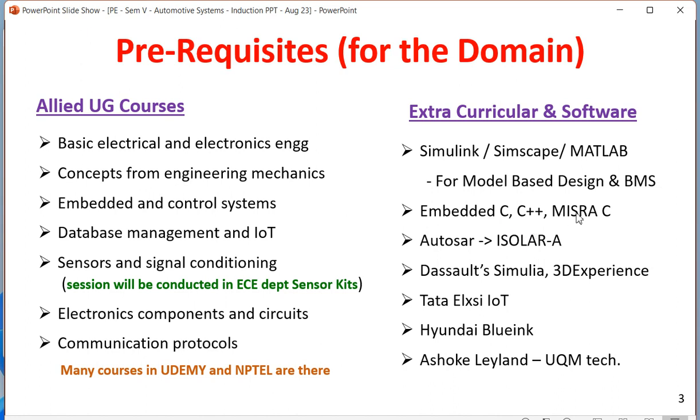There is some specific software called MISRA C, AUTOSAR. If you know all these things, definitely you will be a very big contender for a good job in companies like Bosch, Mercedes-Benz, Continental, etc. There are certain companies like Dassault, Tata Elxsi, Hyundai, Ashok Leyland. They have their own software which has been designed by those companies.